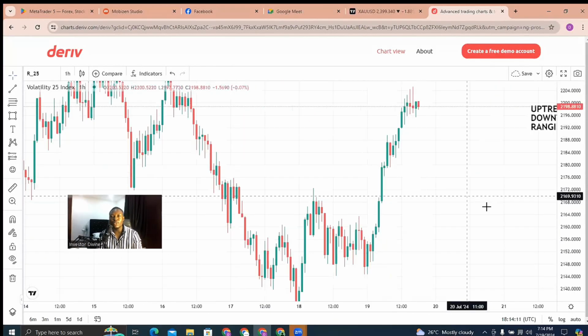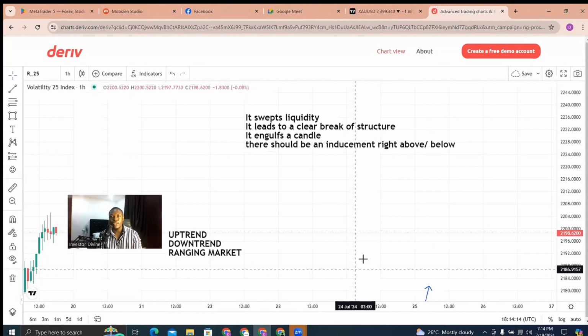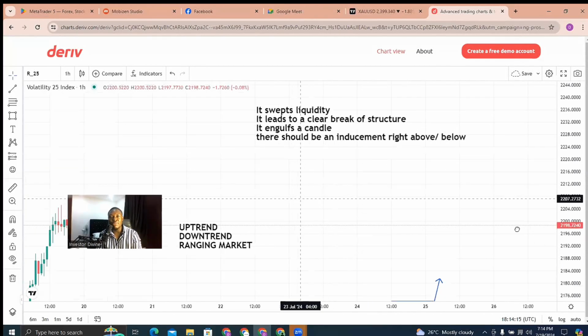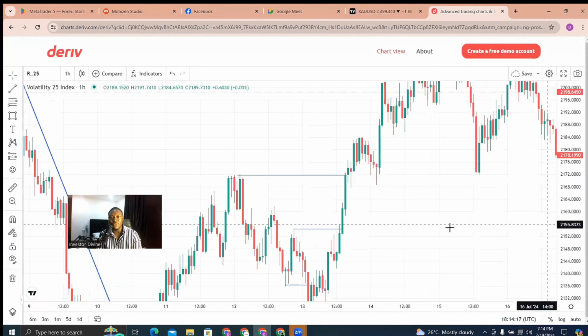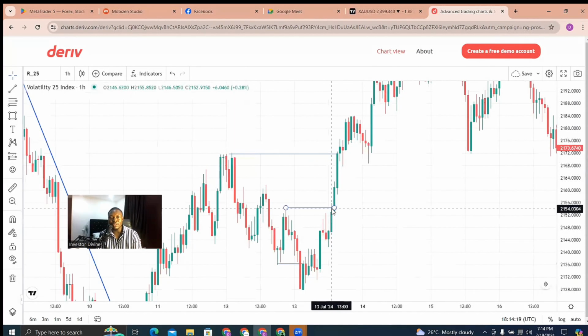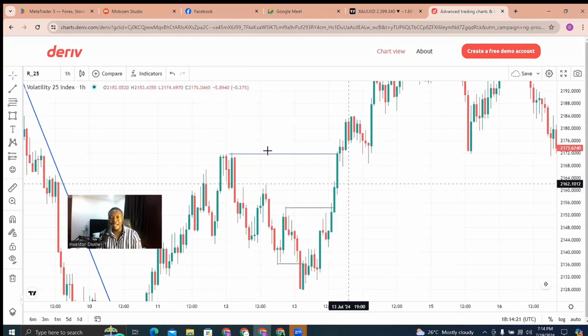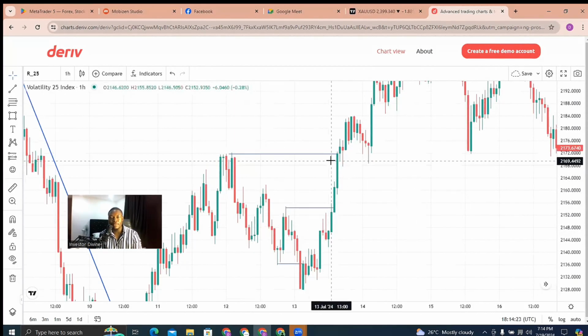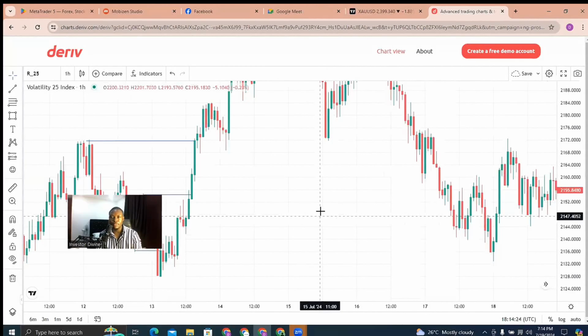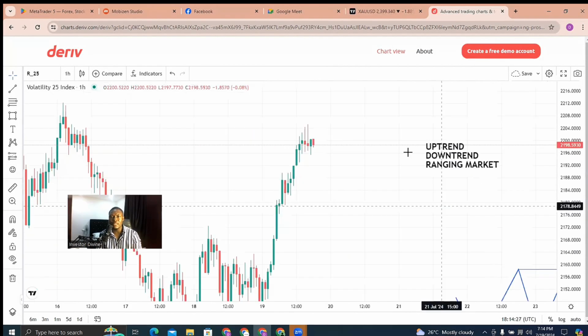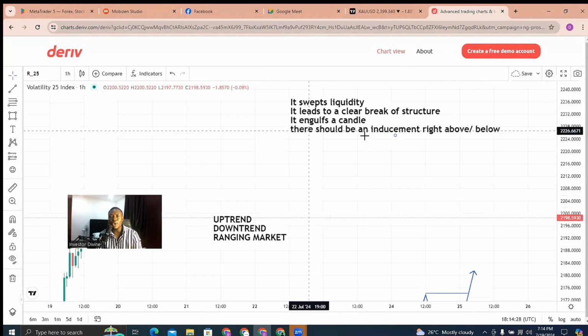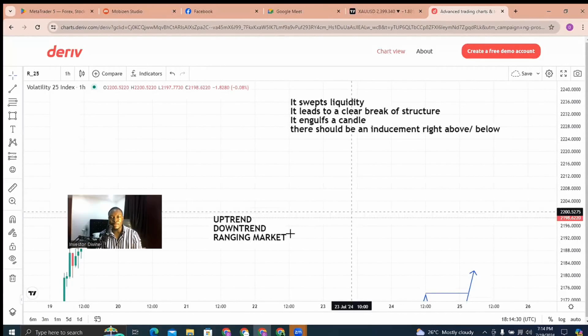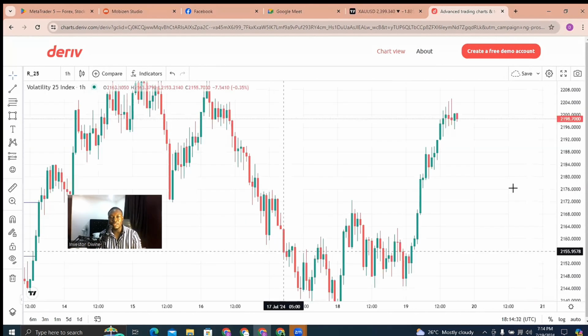The next rule says it should lead to a clear break of structure. So we can identify that there's a clear break of structure over here. There's another clear break of structure over here. Good. The next rule says it should engulf a candle. So let me explain what engulfing a candle means.